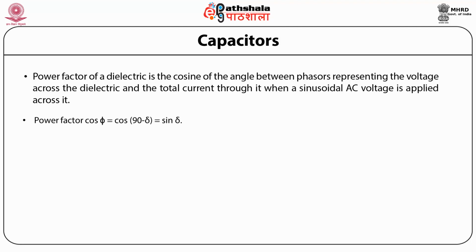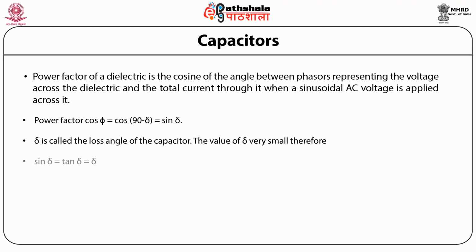So, the power factor cos phi is equal to cos of 90 minus delta, which is equal to sine delta, where delta is called the loss angle of the capacitor. The value of delta is very small. Therefore, sine delta is equivalent to tan delta, which is in turn equivalent to delta.